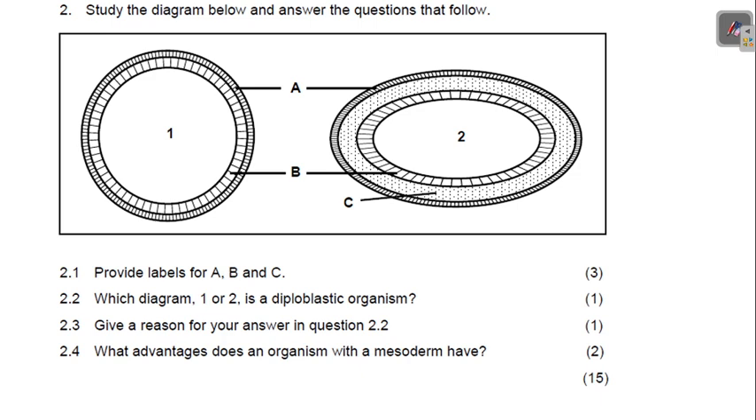For activity 1, we're going to do number 2. Study the diagram below and answer the questions that follow. 2.1, provide labels for A, B, and C. 2.2, which diagram, 1 or 2, is diploblastic? 2.3, in good fashion biology life science, give a reason for your answer in question 2.2. And then lastly, what advantages does an organism with a mesoderm have? Pause the video and start.